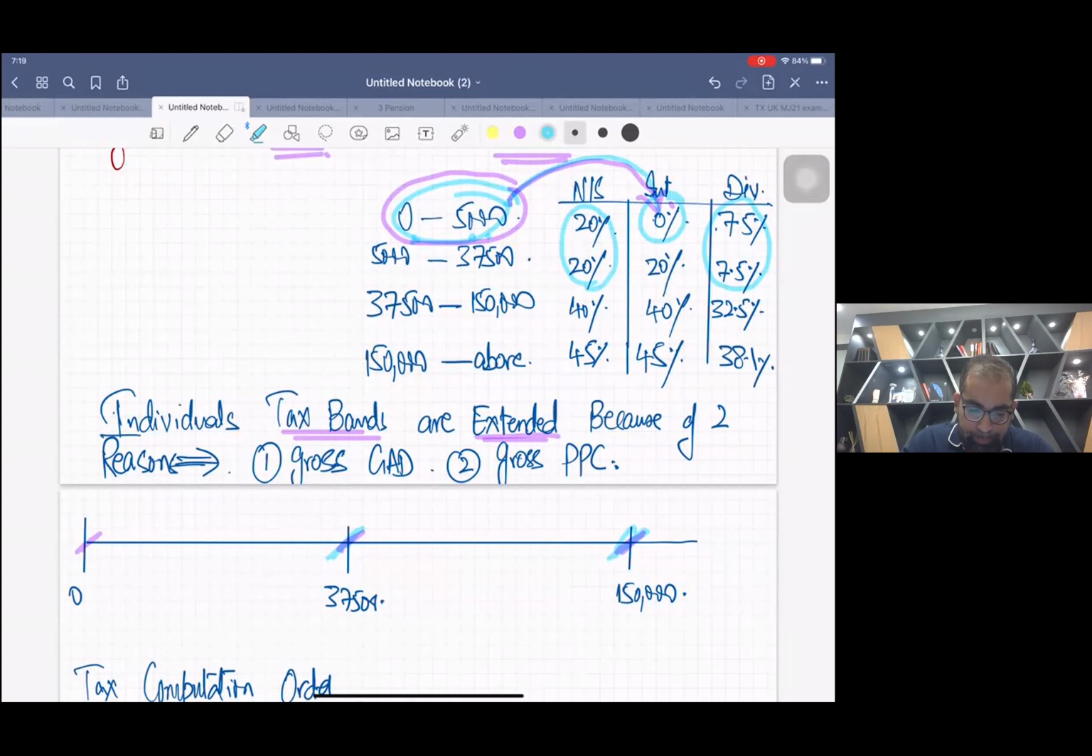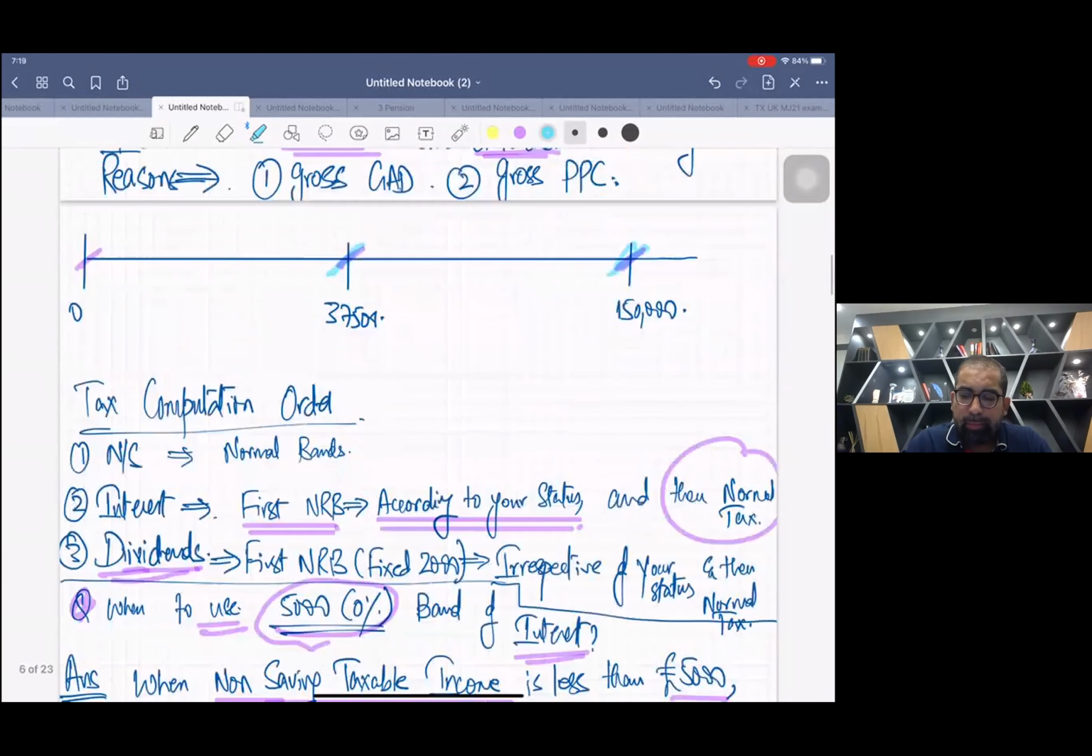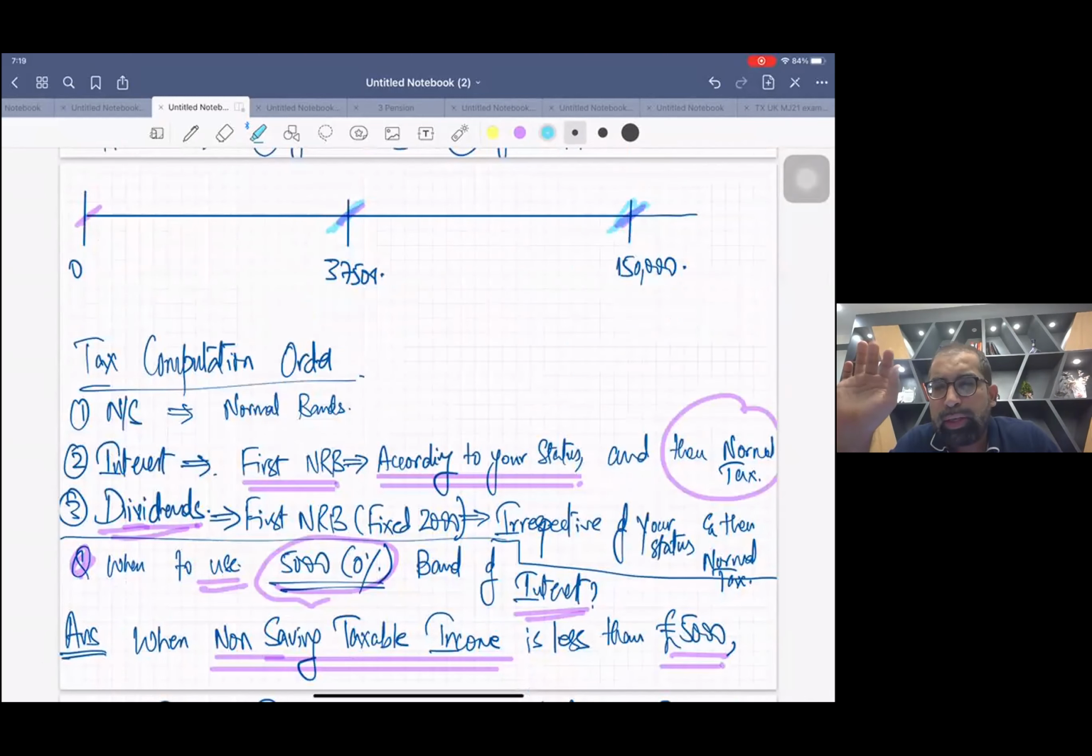Okay, now what is the tax computation order? Whenever you start computing tax, always compute tax on non-saving, then interest, then dividend. First non-saving, then interest, then dividend. Okay, now listen to me very carefully.